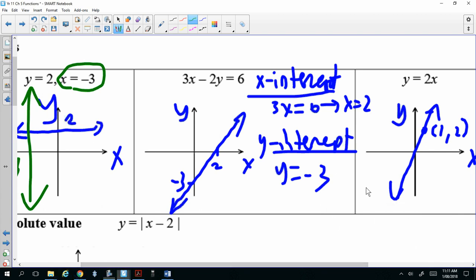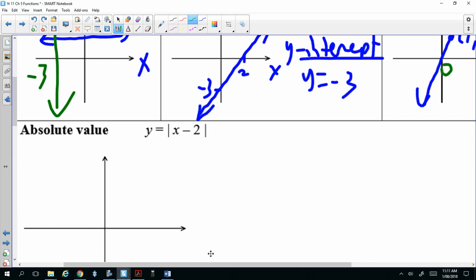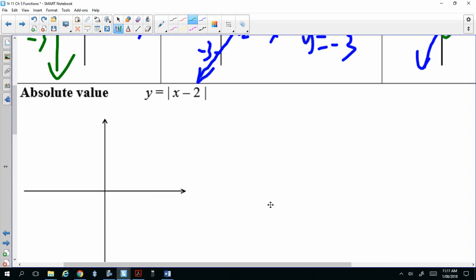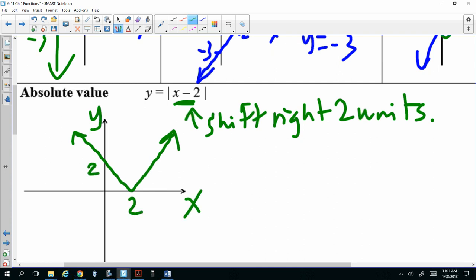Alright. After we do this, we're going to draw the absolute value. So it's actually quite easy. So just think of that's like a shift to the left, a shift right, shift right 2 units. It's a V shape, which you can find the x and y intercept. I should say move right next time. Okay, move right sounds better.